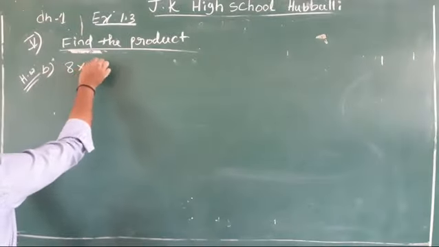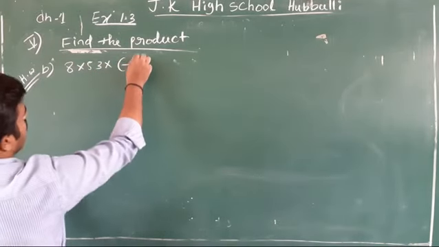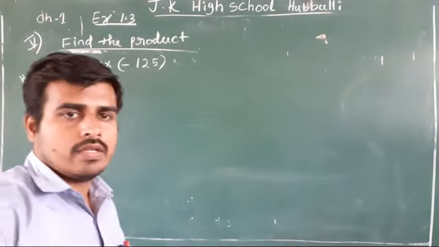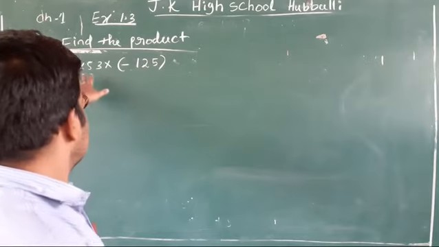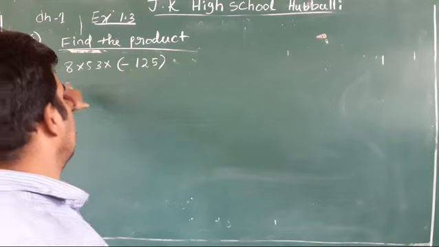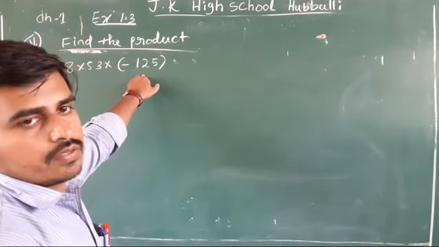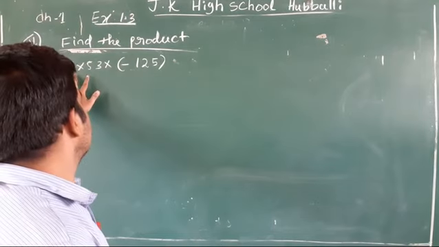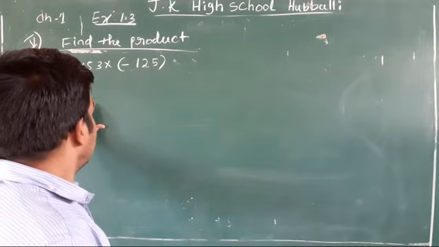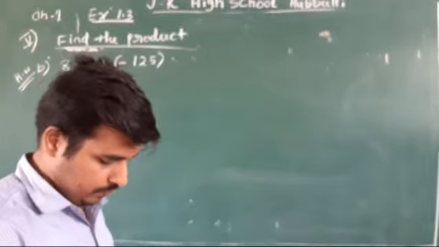8 into 53 into minus 125. Very easy. There is no addition or subtraction sign anywhere, just multiplication continuing. First you solve these two. For that answer you multiply this one. 8 into 53, you do. You will get one number. That number into this number will give you the answer. Try it in your home.